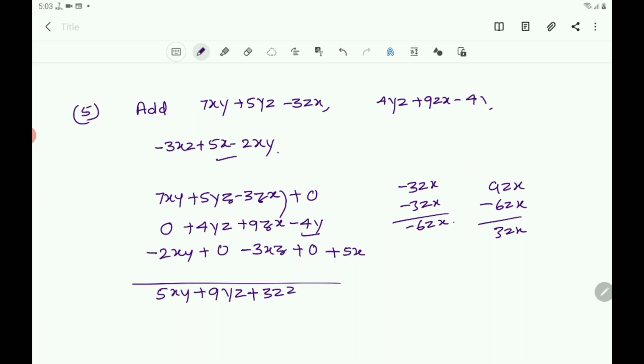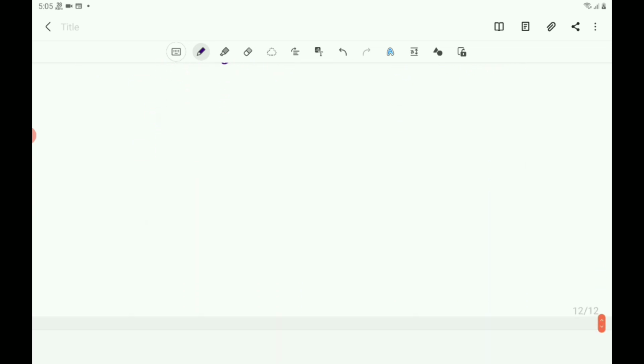Next here minus 4y, only one term, you write it as it is, minus 4y, then plus 5x. Then what is the sum of 7xy plus 5yz minus 3zx, and 4yz plus 9zx minus 4y, and minus 3xz plus 5x minus 2xy? The sum is 5xy plus 9yz plus 3zx minus 4y plus 5x. This is the sum.